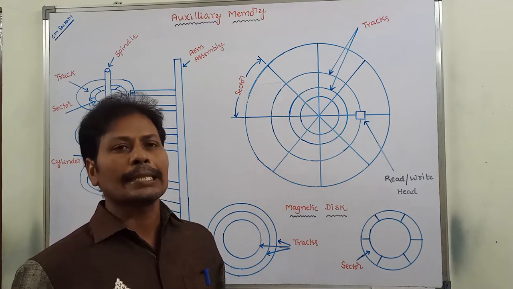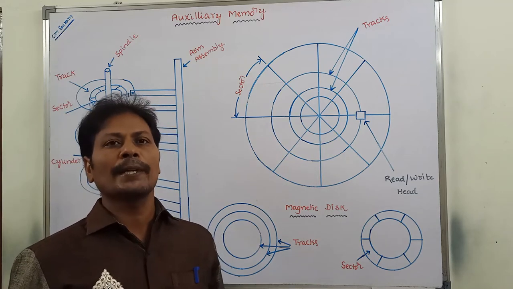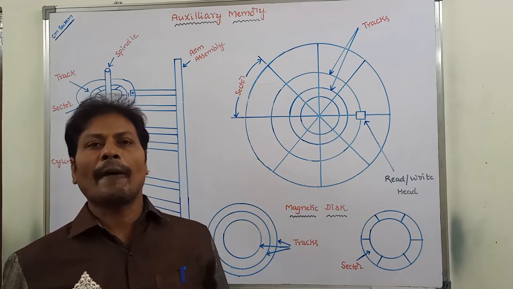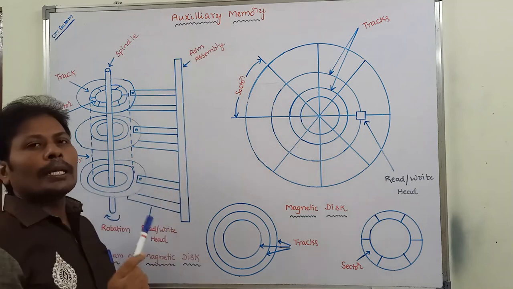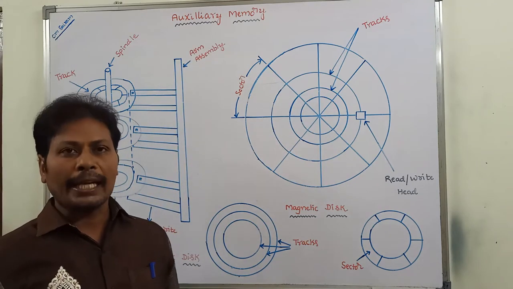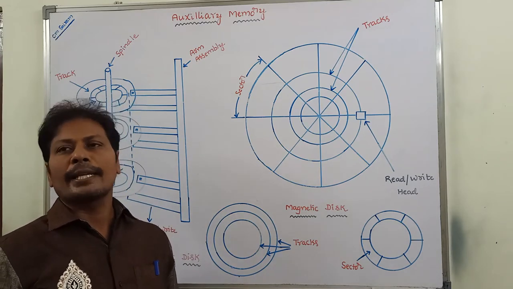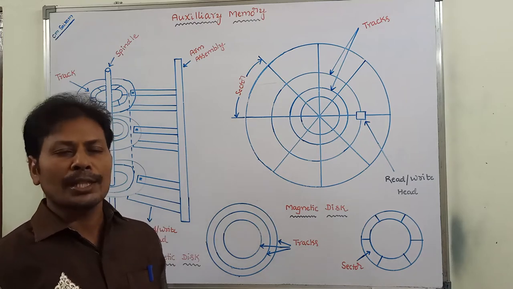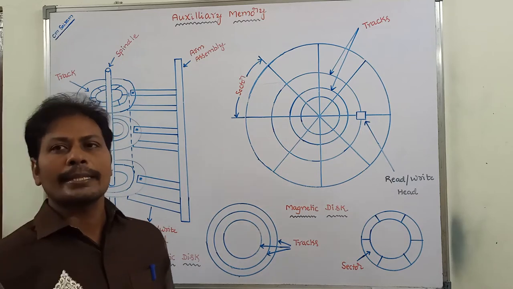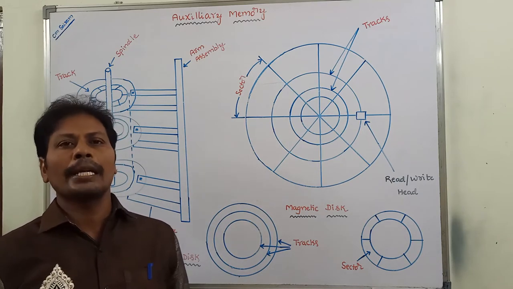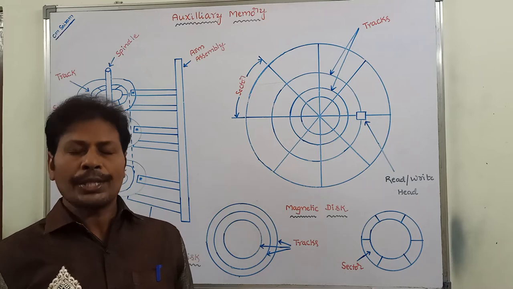Today we are going to discuss auxiliary memory in the Computer Architecture course, Computer Organization course, Computer Organization and Architecture course. Auxiliary memory can also be called secondary memory. The most commonly used auxiliary memory devices in the computer system are magnetic disc and magnetic tape. Hence, we can say that magnetic disc and magnetic tape can also be called secondary memory storage devices.